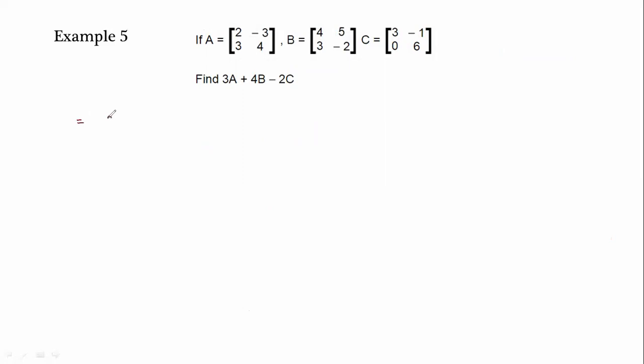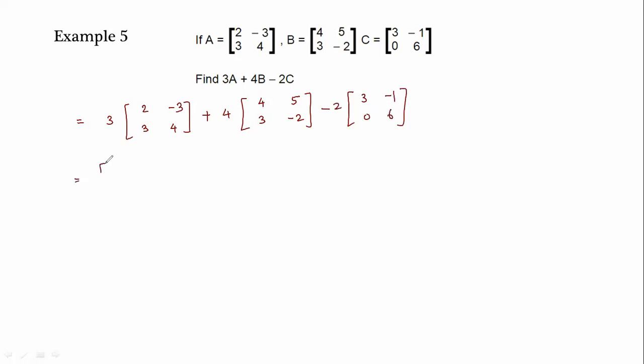So first is 3 into A. What is A? [2 -3; 3 4]. Plus 4 into what is B? [4 5; 3 -2]. Minus 2 into what is C? [3 -1; 0 6]. So 3 into 2, 6; minus 9; 9; 12.